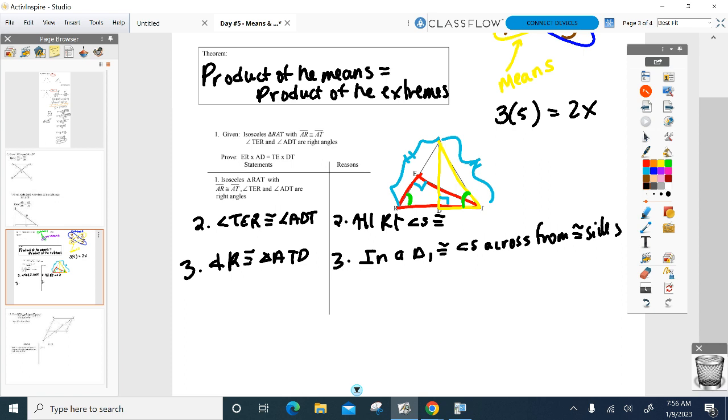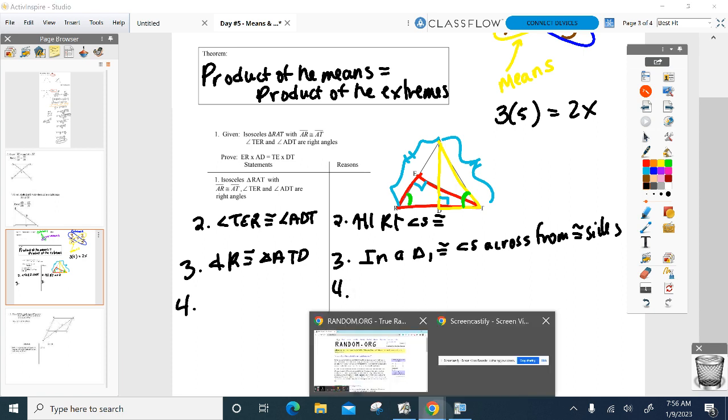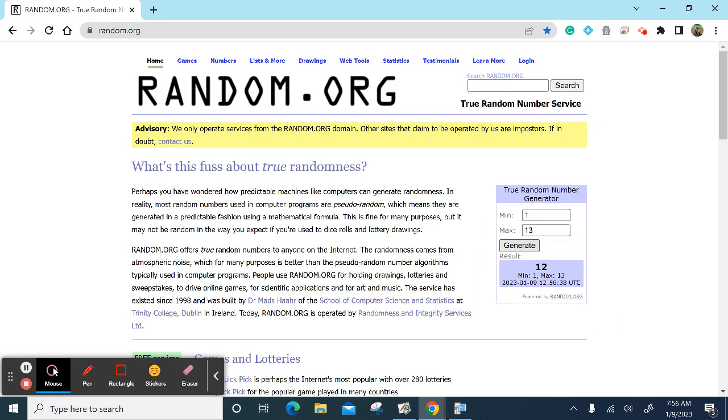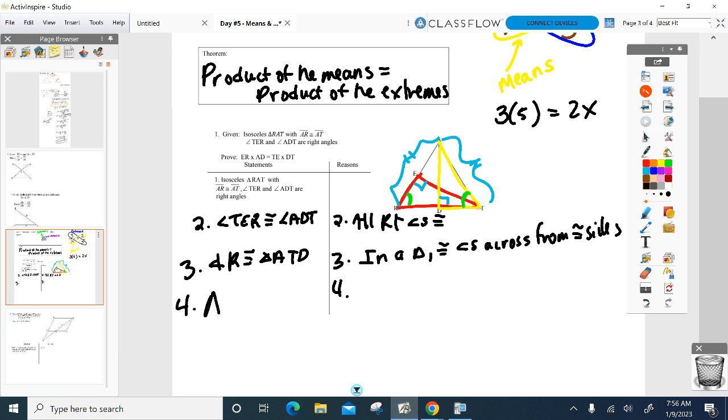We now know the triangles are similar because we have both pairs of angles that we need. Give me a good similar statement now. Triangle ERT, okay, ERT, got it, is similar to triangle DTA. Good job. Make sure you guys have the tilde there, not a congruent sign. Make sure you have the tilde.